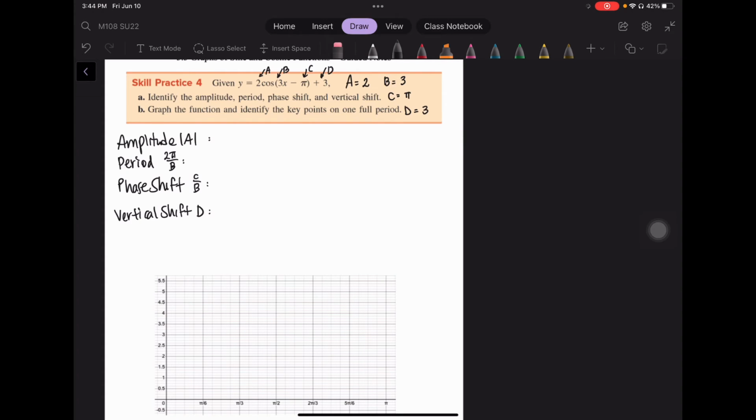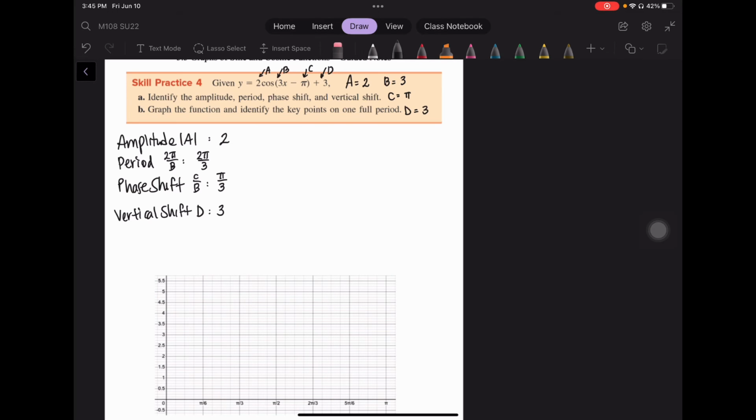Okay, the amplitude is the absolute value of A, which is 2. The period is 2 pi over B, which is 2 pi over 3. The phase shift is C over B, which is pi over 3. And the vertical shift is 3. This means that our normal point of 0, 1 for cosine is going to shift to the right pi over 3, up 3, and then have an amplitude and be stretched by a factor of 2.